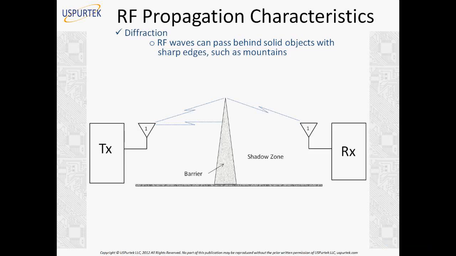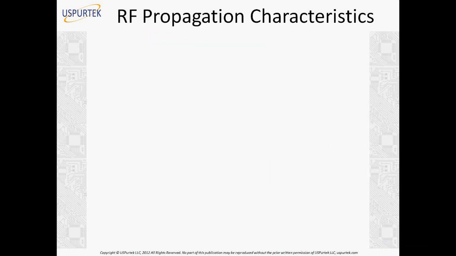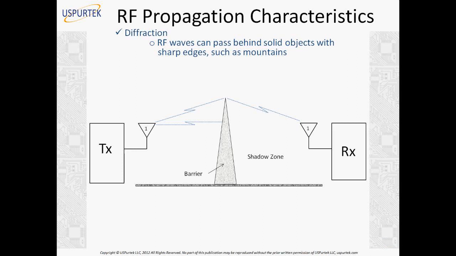Now there is another interesting phenomenon called diffraction, which happens with light waves also. RF waves can pass behind solid objects with sharp edges such as mountains or hilltops.